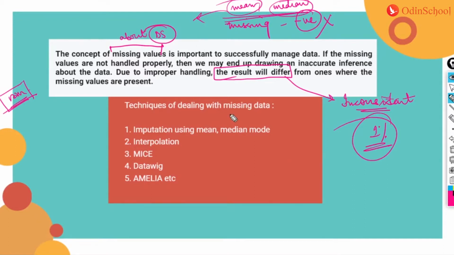Now, when you talk about the techniques we have for dealing with missing data, there are five methods here. But as we all know, interpolation and data wig are methods which we have from Python. In this session, we would be talking about 1, 3, and 5, and probably we'll see as we keep unfolding.